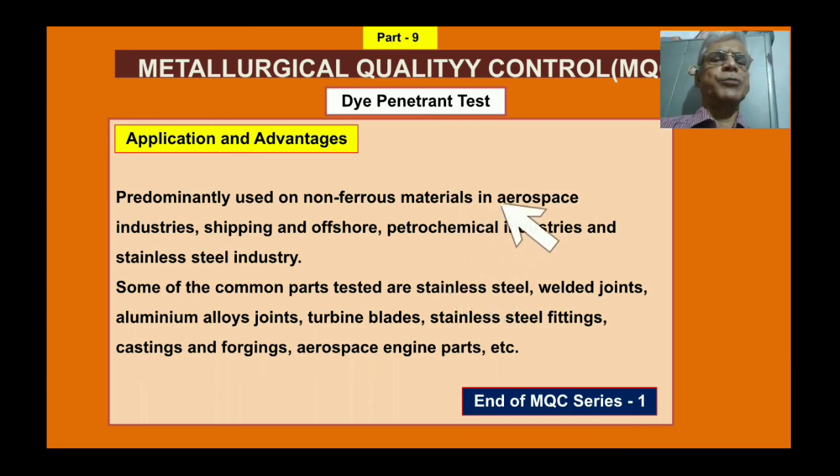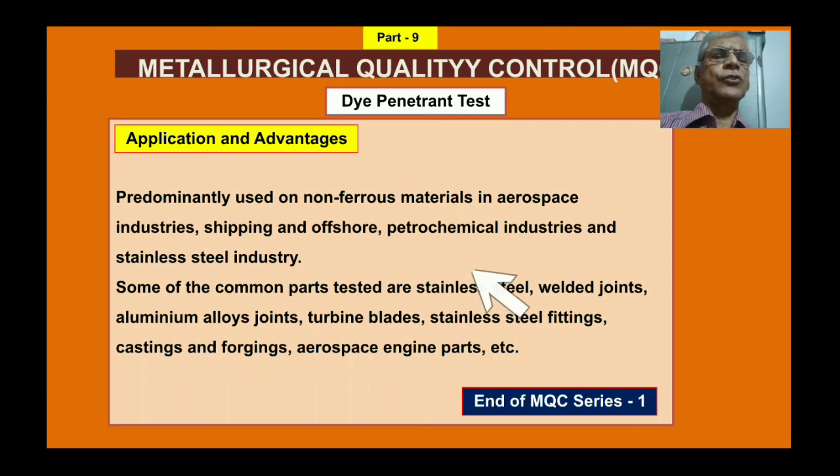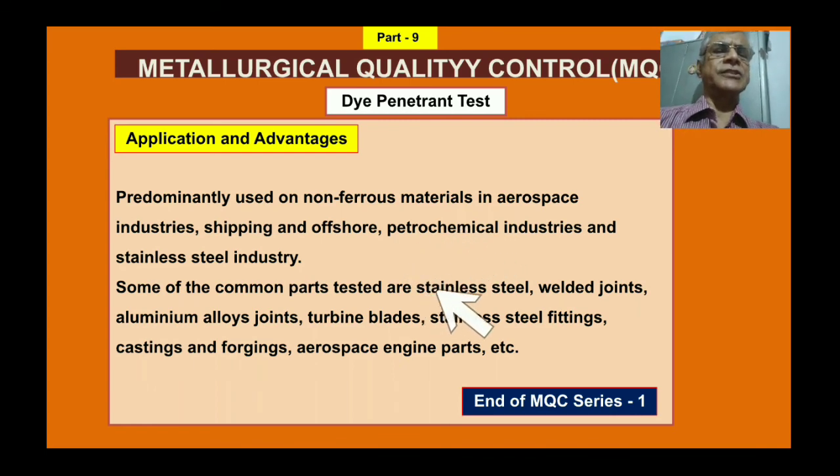Then, what are the components that can be checked? This is also described in the second slide. Some of the common parts tested are stainless steel, welded joints, aluminium alloy joints, turbine blades, stainless steel casting fittings, then castings, forgings, aerospace engine parts. All these things can be checked through this dye penetrant test. As you see, it covers both ferrous as well as non-ferrous. So this is the last slide on dye penetrant.